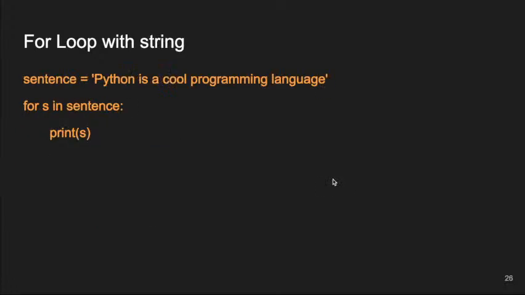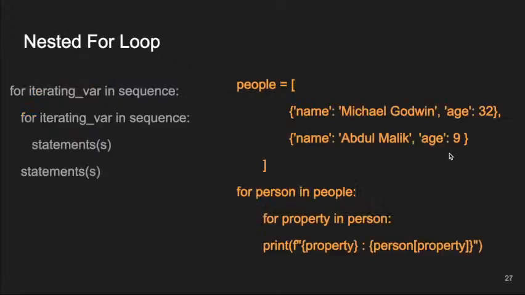All right, so now we have an instance where we are looping through a string. You can see the string here is stored inside sentence. The string is Python is a cool programming language. So for S in sentence, we're going to print S. You can try that out and see what you get. You can even guess before you try it out, and then check whether what you got is actually what you guessed.